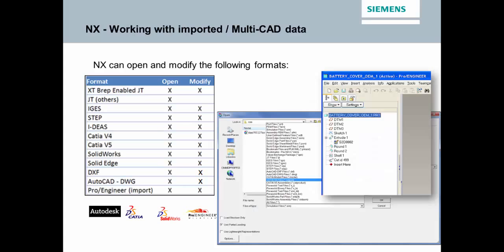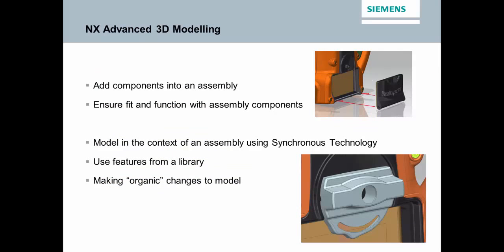And when we talk about that imported data or multi-CAD use, what can we bring in? Well, of course, IGES and STEP, things that you would expect, but of course then also I-deas files, CATIA, SolidWorks, AutoCAD, Pro Engineer, and we can make design changes to all of those files without needing that original data set.